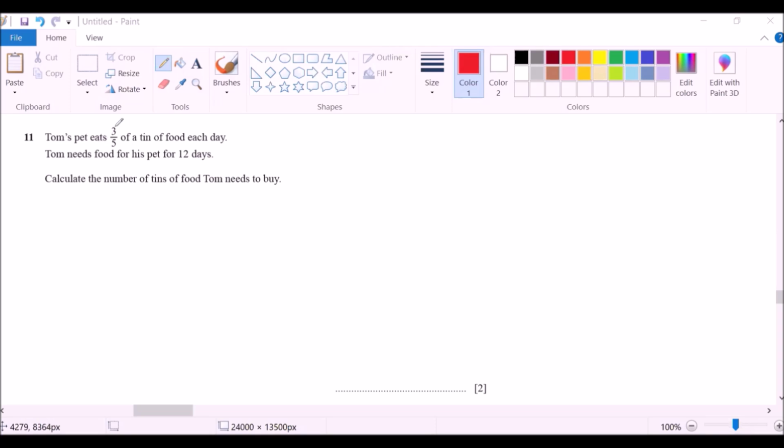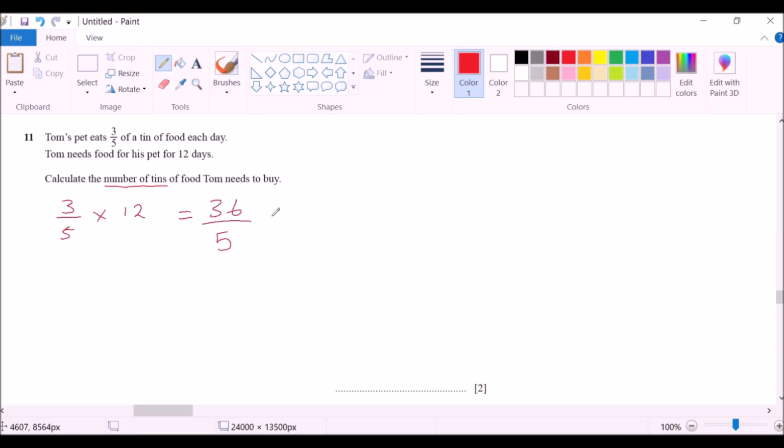Tom's pet eats 3/5 of a tin of food each day. Tom needs food for his pet for 12 days. Calculate the number of tins of food Tom needs to buy. So 3/5 times 12, which is 12 times 3, 36 over 5.